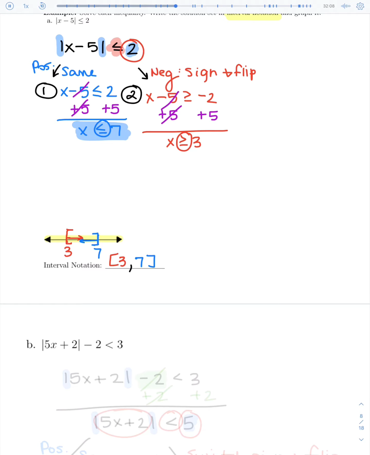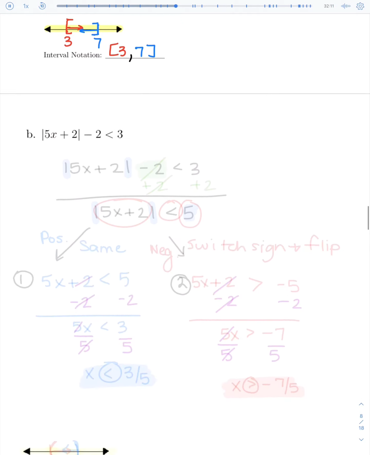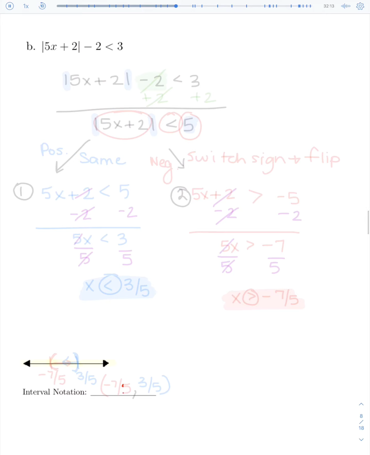Next, let's take a look at B. In B, we have the absolute value of 5x plus 2 minus 2 is less than 3. So the first thing that we'd notice is that the absolute value on the left-hand side is not by itself. We've got this minus 2 that's dangling off next to it. So we need to get rid of that minus 2 by adding 2 to both sides of the inequality. And let's see what that gets us.